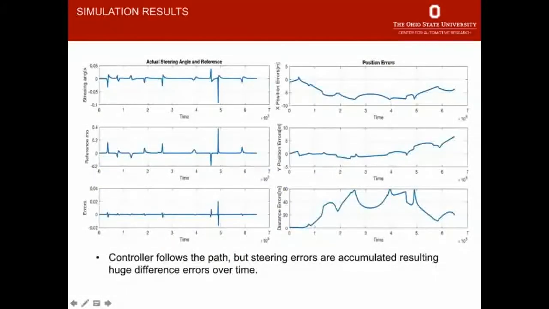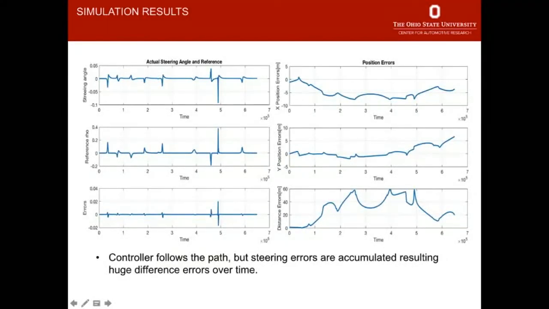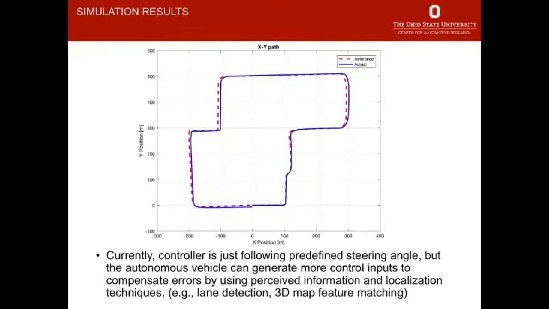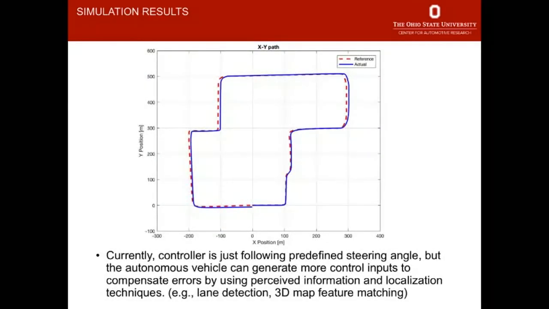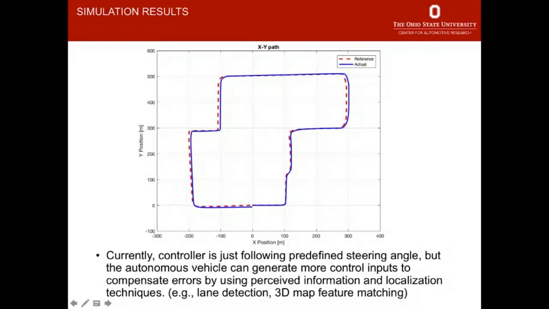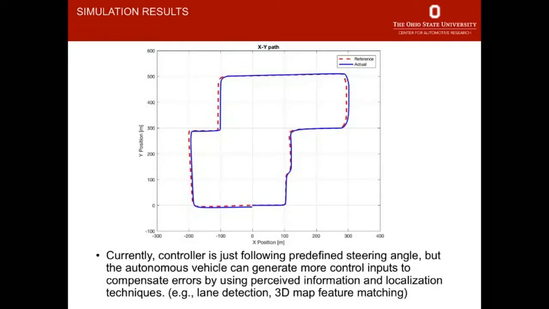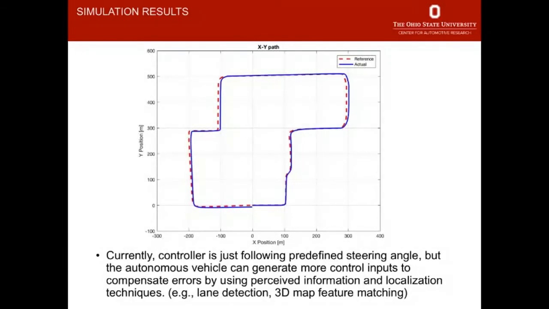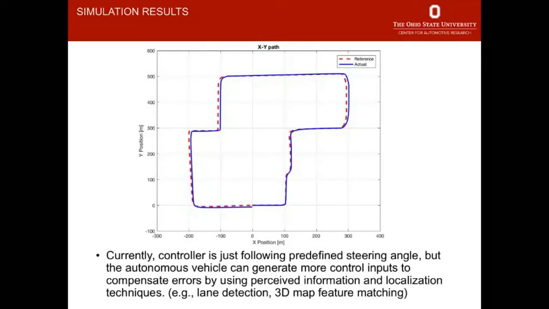As a simulation result, there is very small steering error. However, the position error is really huge. This is because the steering angle is accumulated over time, resulting in huge position error. Currently, the controller is just following a predefined steering angle over time. However, if we use the perception result to do localization, then we can get more control input to compensate for that kind of error. Thank you.